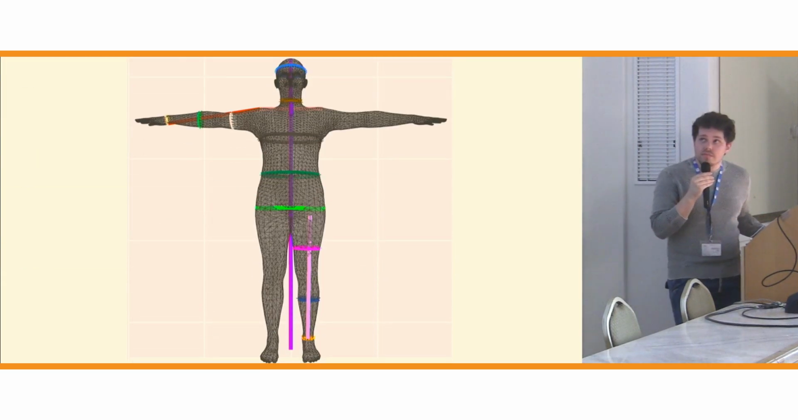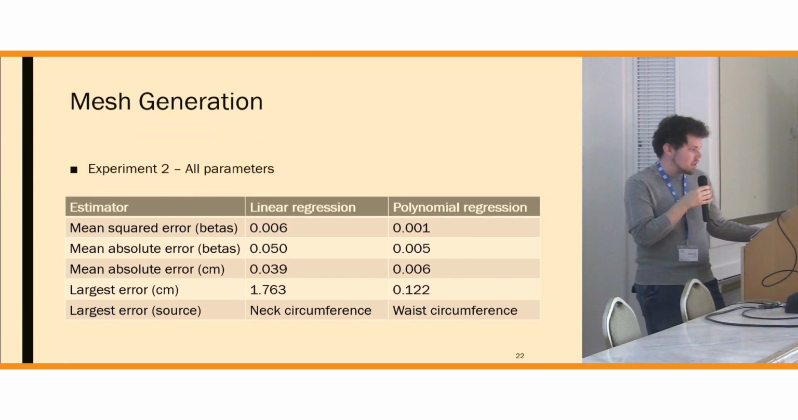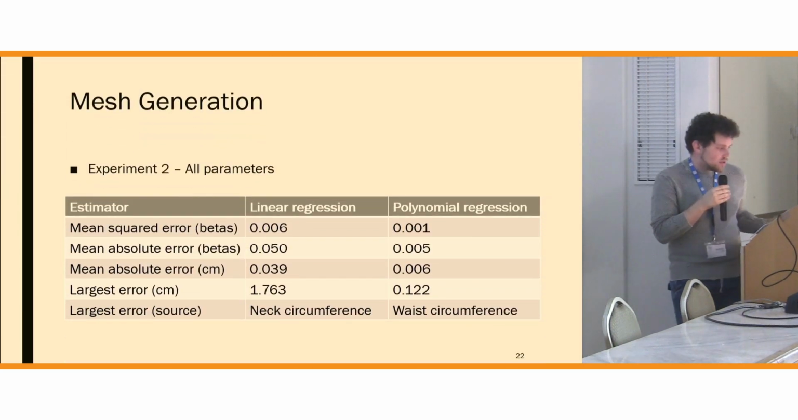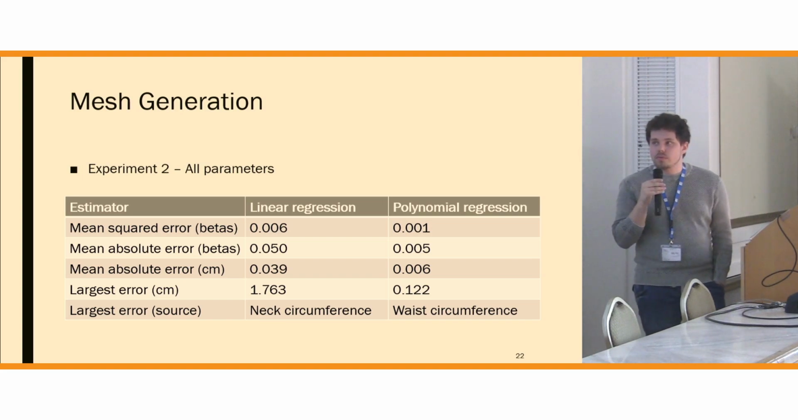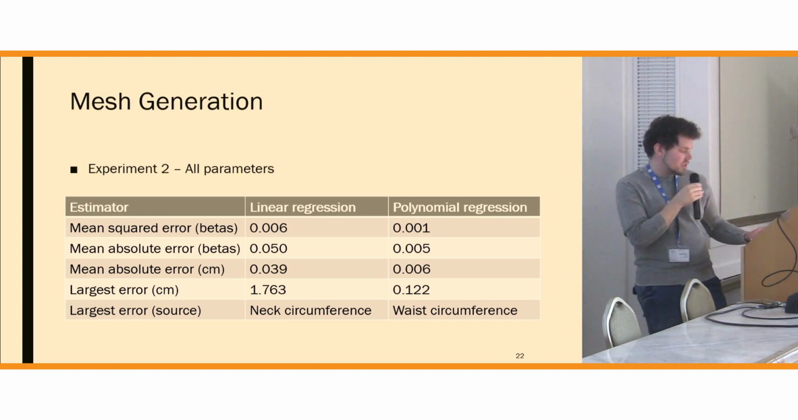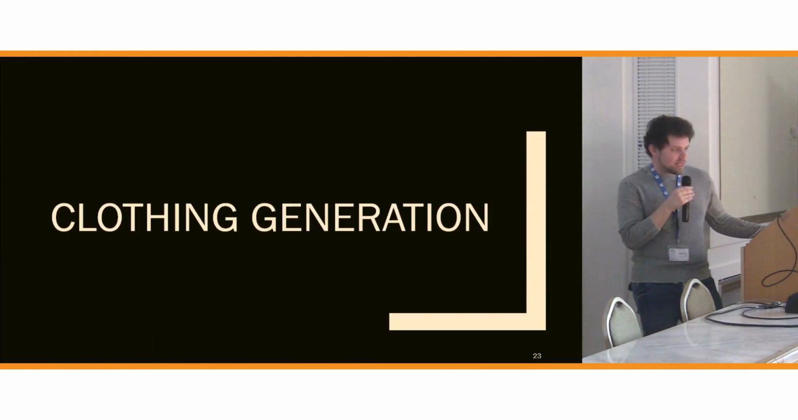Here you can see the visualization of all 16 measurements, and again, the results. You can see the errors are really small, but still we have a significant difference in the largest error between these 2 models. So we already have the body model.